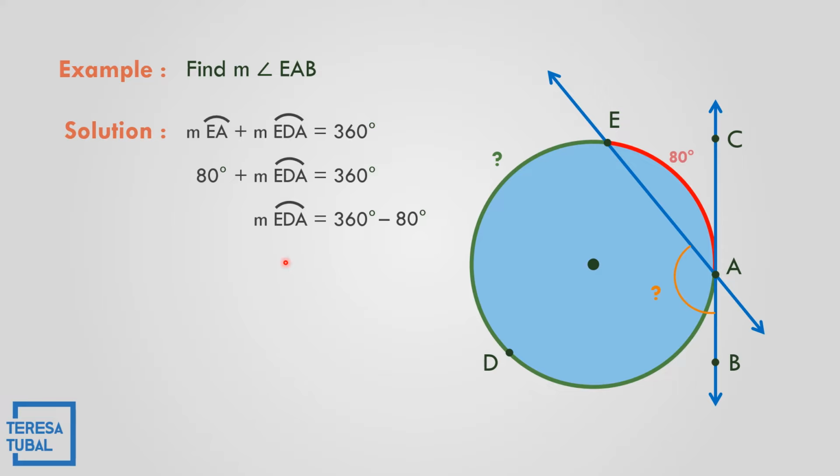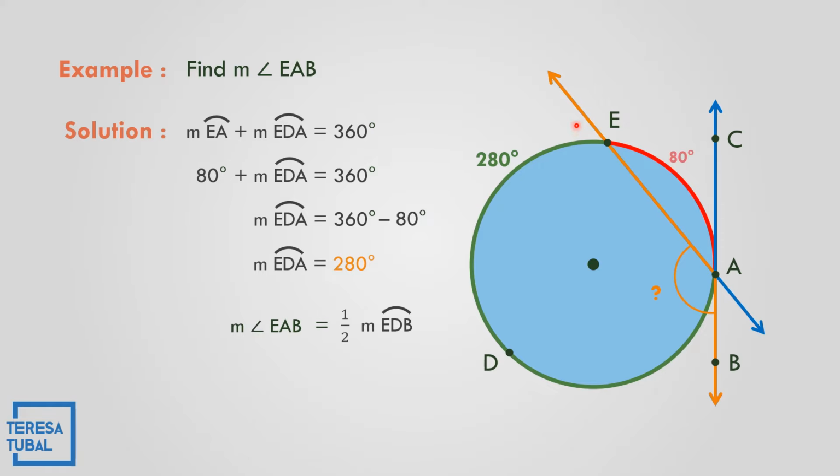So the measure of the arc EDA, bring down 360 degrees. 80 degrees going to the right, change the sign. So that becomes negative 80 degrees. 360 degrees minus 80 degrees, the answer is equal to 280 degrees. So the measure of the arc EDA is equal to 280 degrees.